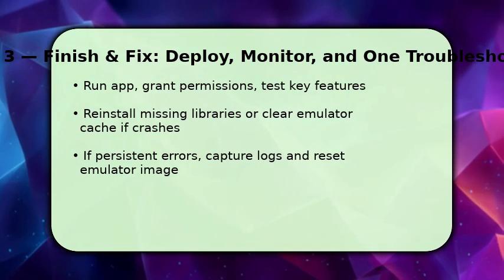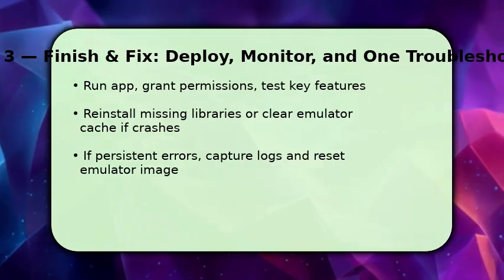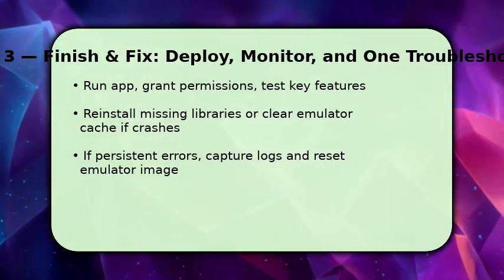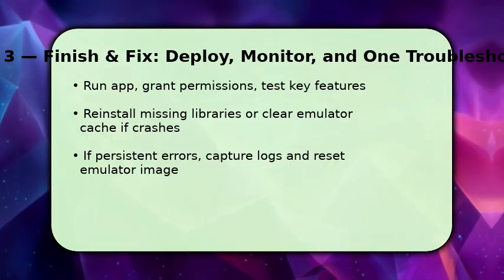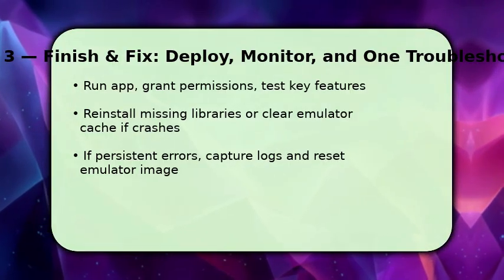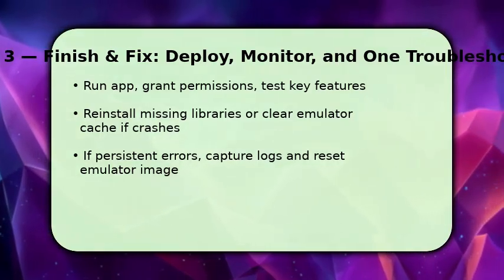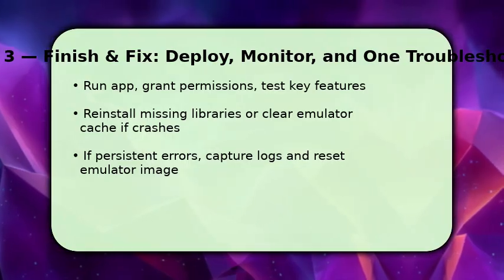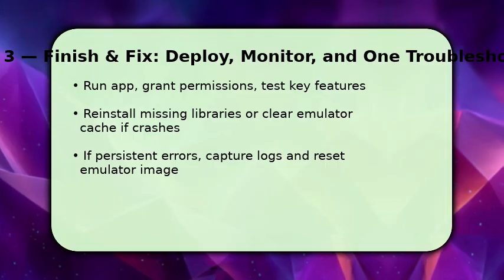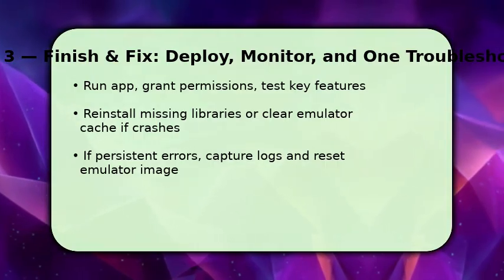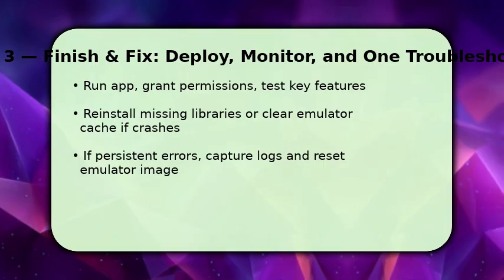Finish by launching the app and testing all core features. You need to grant permissions manually because emulation can block prompts. If the app crashes, clear the emulator cache and reinstall any missing compatibility libraries. This often fixes framework mismatch issues. Make sure to capture log output with ADB if problems persist, because logs show exactly which API calls fail.